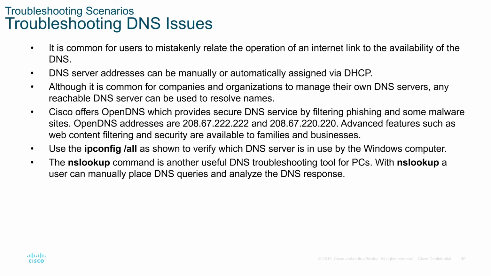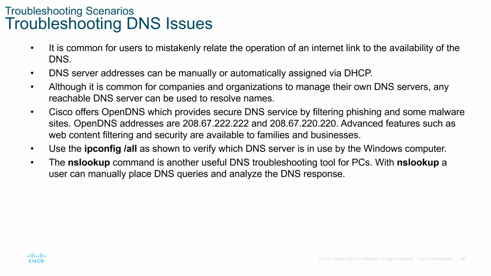Cisco offers OpenDNS, which provides secure DNS service by filtering phishing and some malware sites. OpenDNS addresses are 208.67.222.222 and 208.67.220.220. Advanced features such as web content filtering and security are available on this to families and businesses.